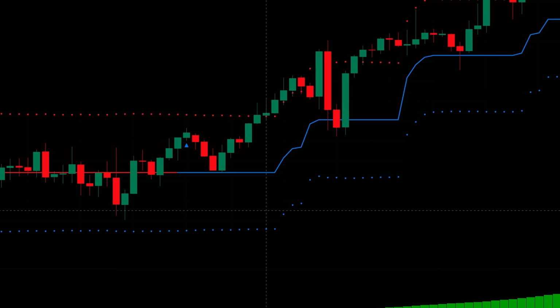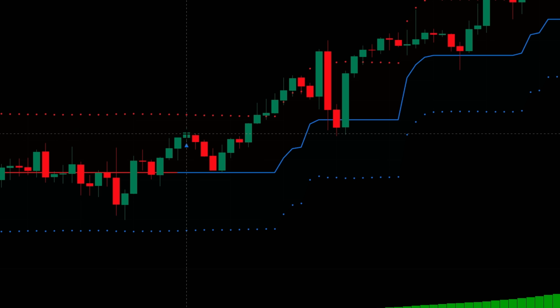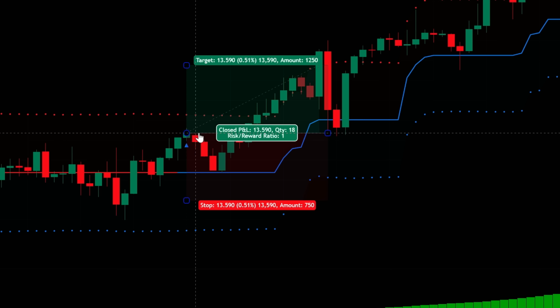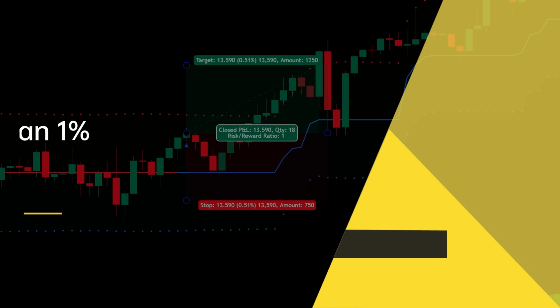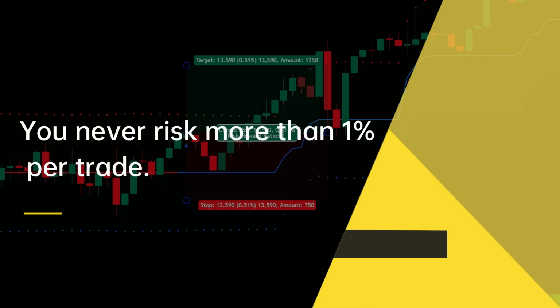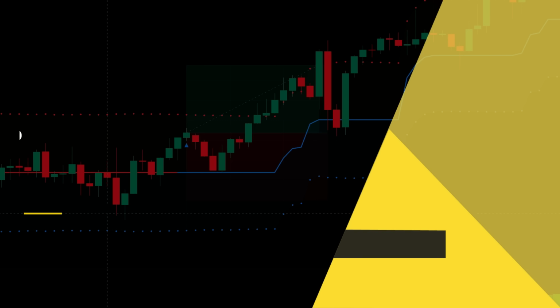Now pause here, because this is where discipline starts. Even allowed trades are not taken without risk management. You never risk more than 1% per trade. This is not optional. Traders who break this rule do not blow up because of bad strategies. They blow up because drawdowns compound faster than recovery.